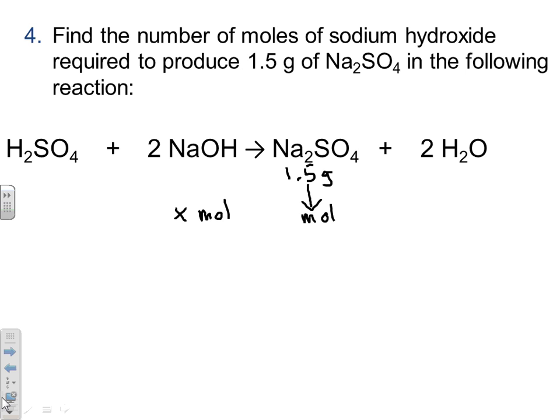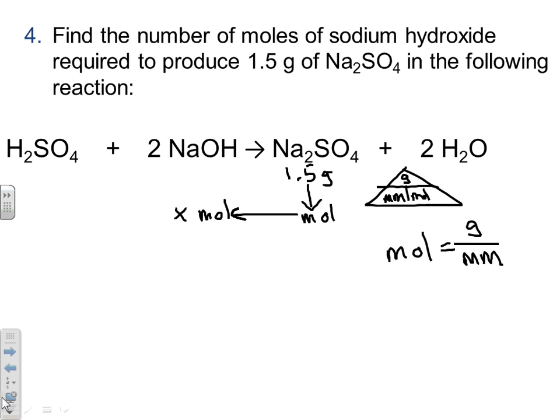So if I'm going to have grams and moles, I need the molar mass again, right? Again, that triangle, molar mass, in this case, grams per mole. And I'm looking for moles, right? So what's my equation going to be? Moles equals grams over molar mass. Grams over molar mass. So we will do that first, and then we will worry about heading that way.